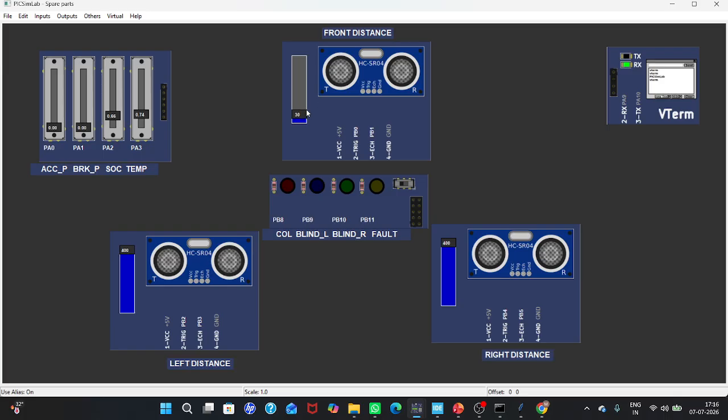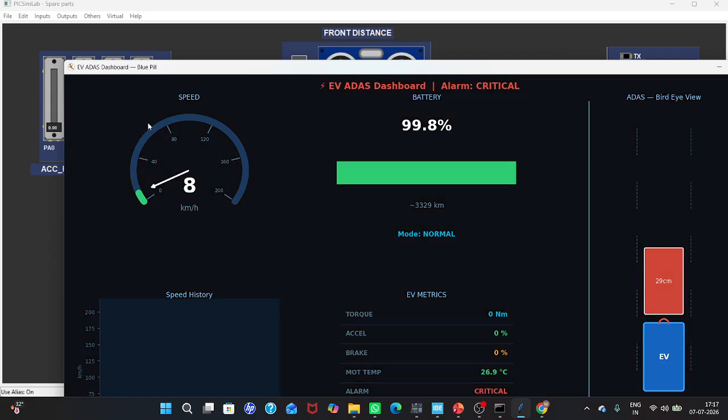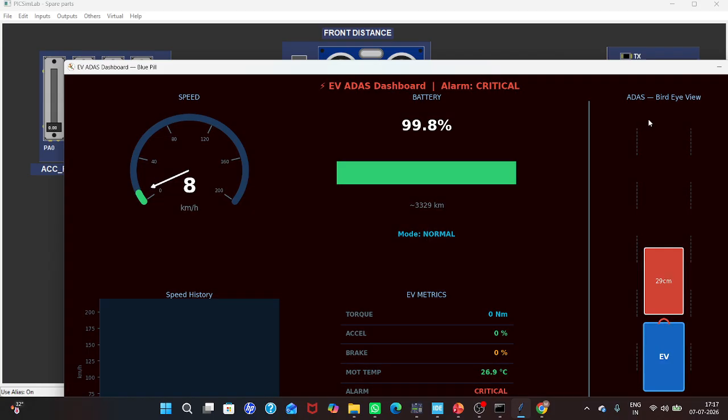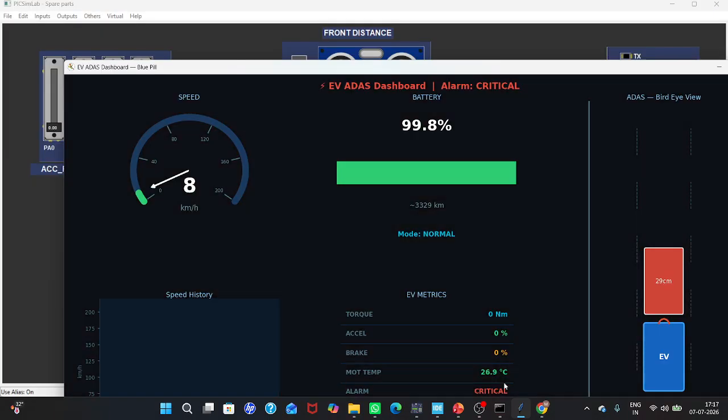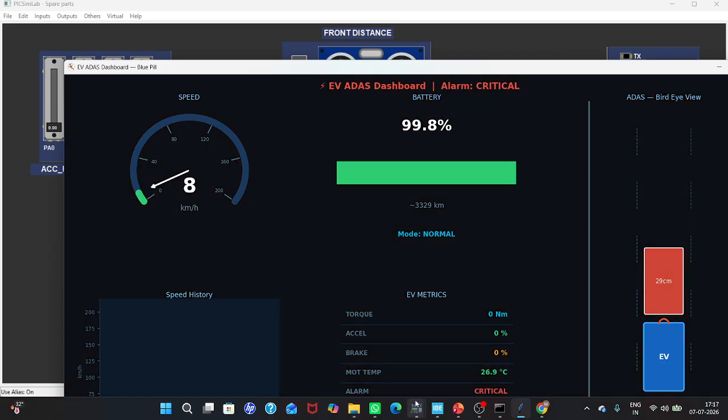Now, if we decrease the front distance, PB8 and PB11 will indicate. Now the battery is 99.8% and the speed is 8 km per hour, and both vehicles collide with each other, and the alarm is showing critical. And EV metrics: torque 0 Nm, accelerator 0%, brake 0%, motor temperature 26.9 degrees centigrade.